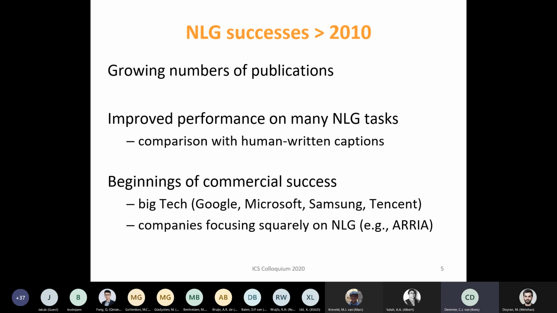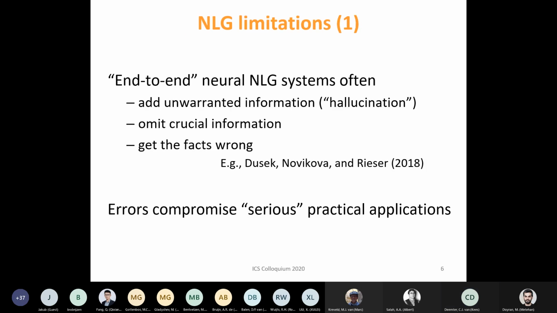And then finally, there are the beginnings of commercial success. All the big tech companies now do some NLG, and there are a number of dedicated companies that focus exclusively on NLG. For example, Arria in Aberdeen, who employ more than 50 people at the moment. Now, that's a success story, if you like. Nonetheless, NLG at the moment has important limitations. And I'm not the first to point out some of them.